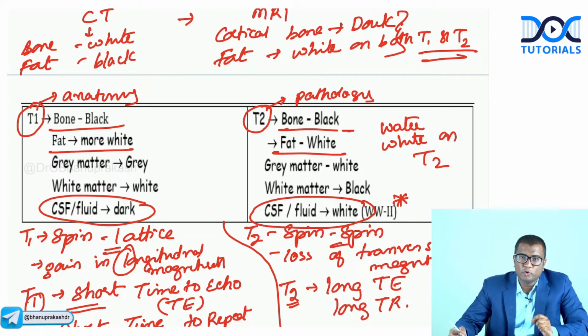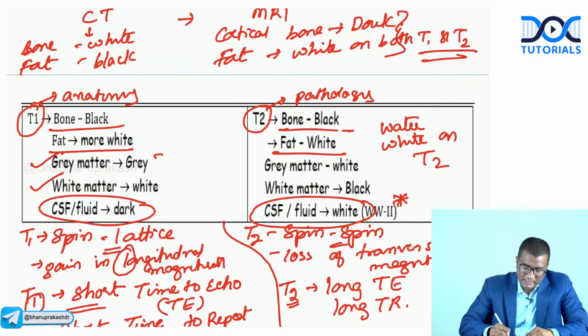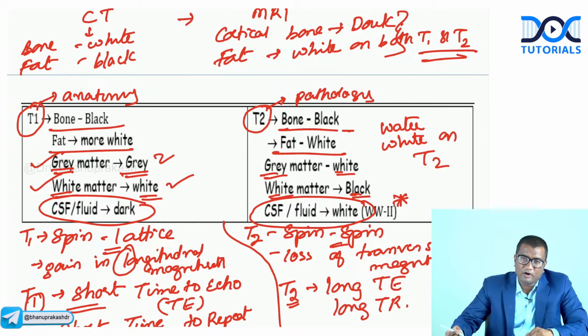World War II. Don't just stop at looking at fluid, also look at the gray matter and the white matter. The gray matter is gray and white matter is white. They go by their name. Gray matter is gray, white matter is white in a T1 weighted image. And opposite of that, gray is white and white is dark on a T2 weighted image.